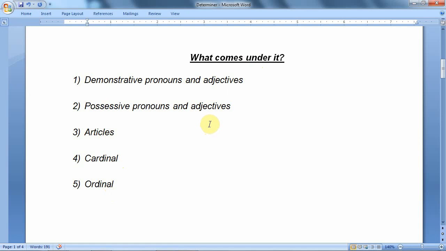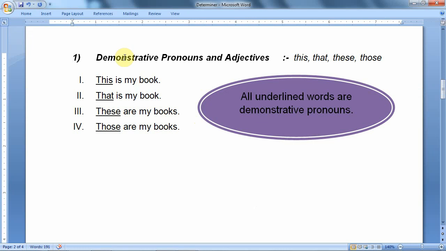So let's proceed. First, demonstrative pronouns and adjectives. This, that, these, those. These are the 4 words which are to be considered as demonstrative. Sometimes these 4 words play the role of demonstrative pronouns, and sometimes they play the role of demonstrative adjectives. For further clarification, you can go through the video on pronouns where you will get the idea. Now please pay attention to these sentences.